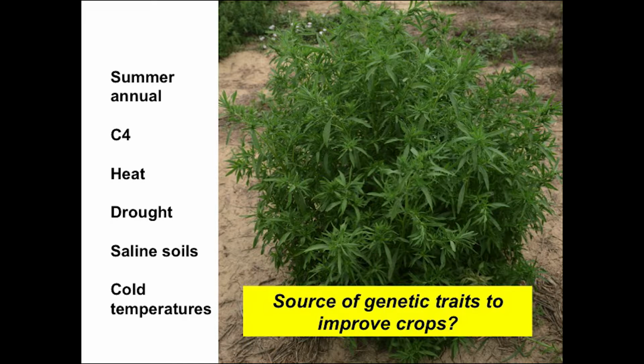But it also is a bit unusual among C4 weeds in that it does so well in the cold as well. It can handle freezing temperatures. It grows a lot of biomass, and it's very adjustable to different conditions. So again, I would ask the question, could weeds, kochia in particular, be sources of genetic traits that can serve to improve crops?